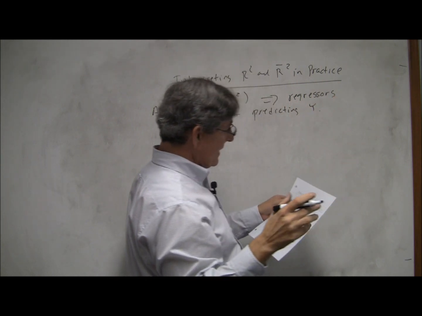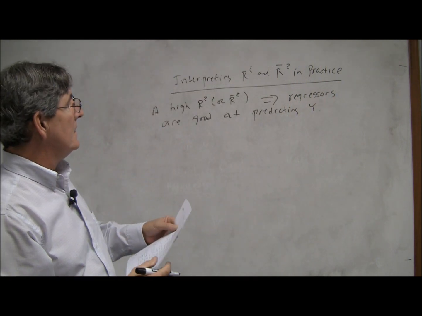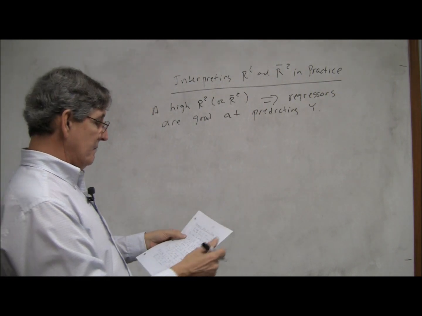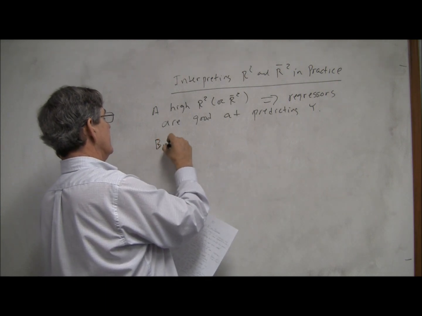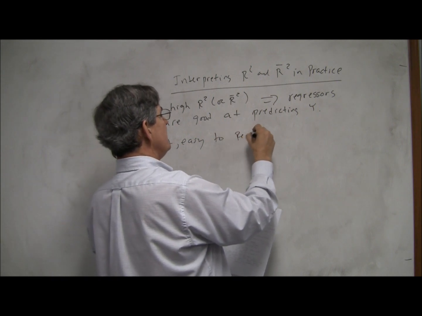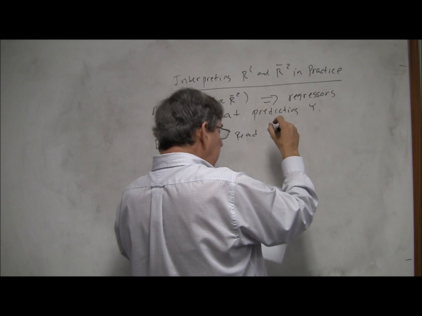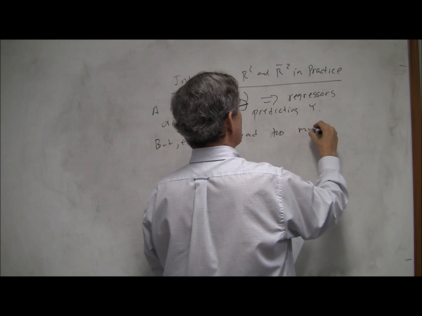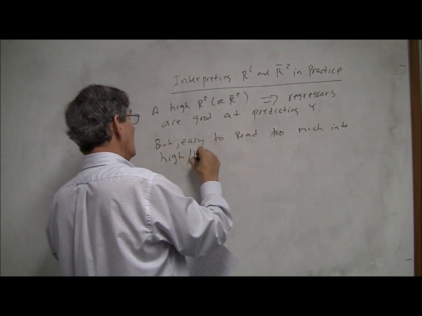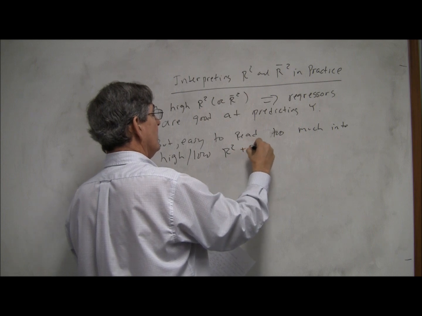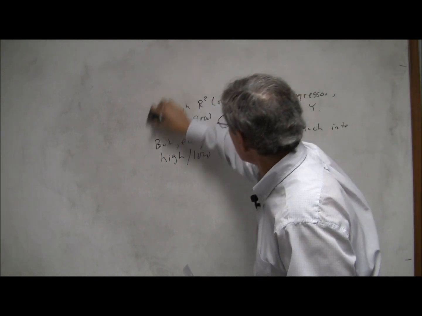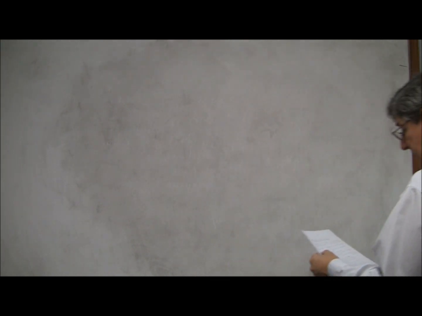Remember a long time ago we said just because something's good at predicting y doesn't even mean it's causal, and we'll come back to that in a second. But it's easy, particularly for people first starting out, to read too much into these statistics, into high or low R squared and R bar squared. And so here are 4 points, then we're done: 4 points about R squared and R bar squared.